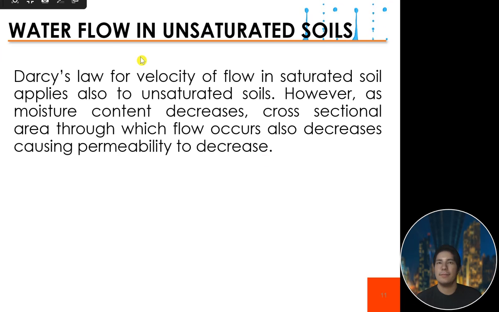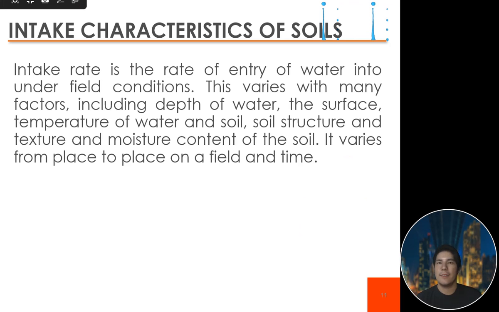So, we have also this water flow in unsaturated soil. So, Darcy's law for velocity of flow in the saturated soil applies also to unsaturated soils. However, as moisture content decreases, the cross-sectional area through which flow occurs also decreases, causing permeability to decrease.